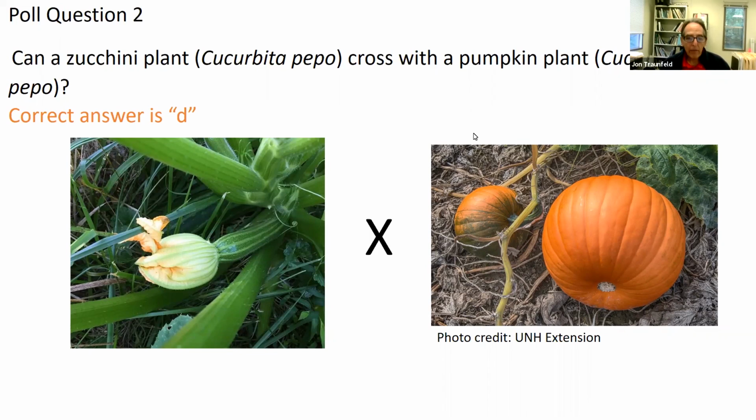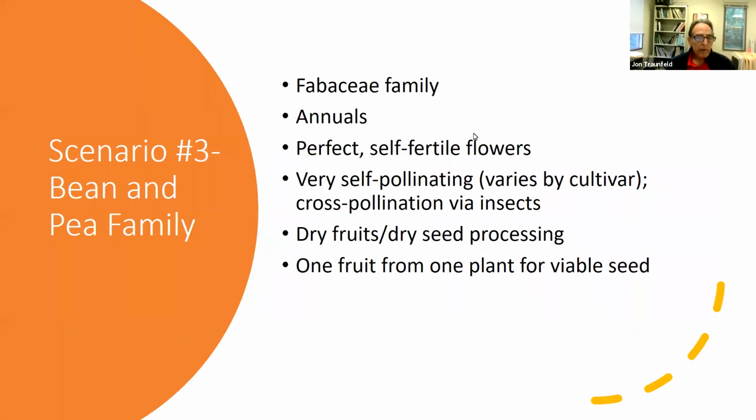Yes, they can cross. They're in the same species. And that may seem a little strange because pumpkins look so different. Acorn squash are in this species. Many pumpkins, the summer squashes, so they'll cross, but you won't see the effects of that cross until you plant seed the next year. So very good, folks.